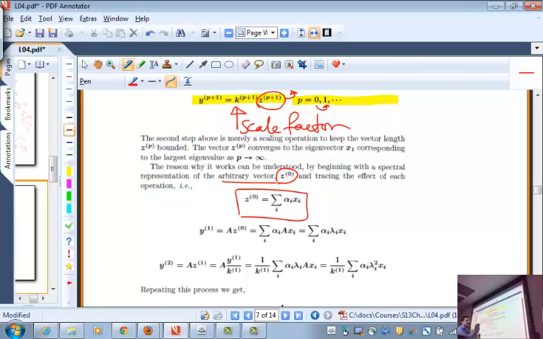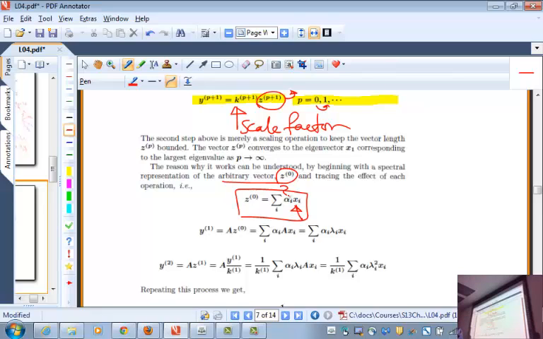Okay? That arbitrary vector can be represented as a linear combination of basis vectors. In this case, the basis vectors are the eigenvectors. Okay? But alpha i is an unknown. I need to find out what alpha i is. That is, how much of vector 1 should be blended with how much of vector 2 and vector 3, etc. So when I blend all of them correctly, I get the actual vector that I started off with.